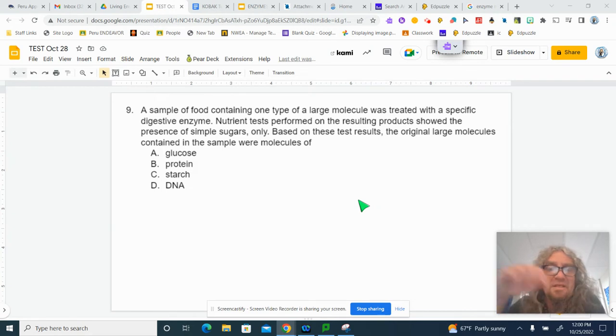Question number nine. A sample of food containing one type of large molecule was treated with a specific digestive enzyme. Nutrient tests performed on the resulting products showed the presence of simple sugars only. Based on these tests, the original large molecules contained in the sample were molecules of A, glucose, B, protein, C, starch, D, DNA.